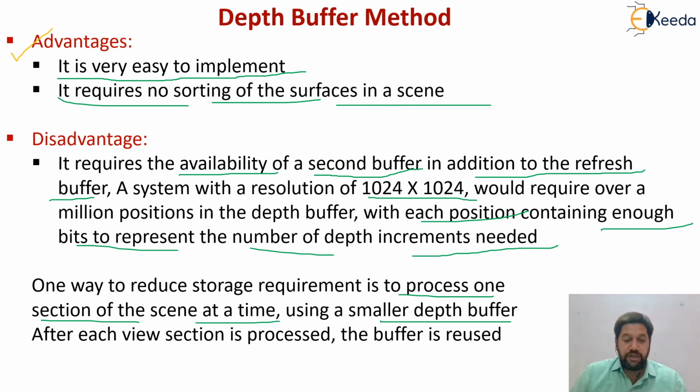In that case you have to divide the image into different scenes or subparts. Suppose I divide my image into 4 subparts. Then my requirement will be reduced to 1/4, a smaller depth buffer. After each view section is processed, the buffer can be reused for the next section. And that is the solution that we are having.